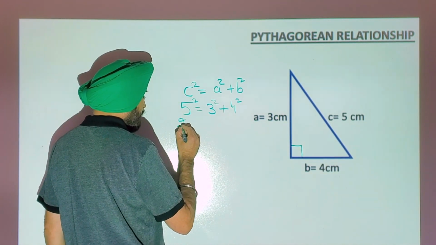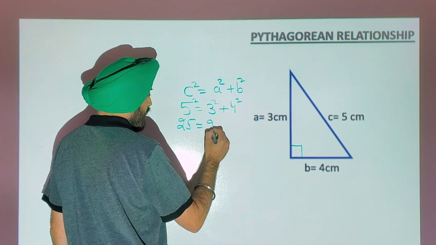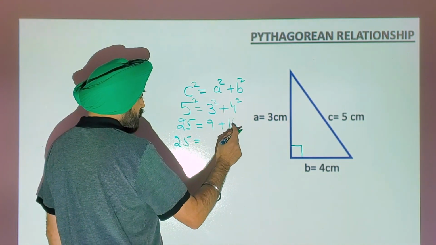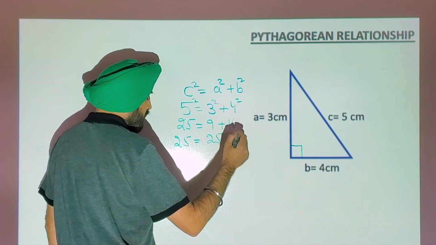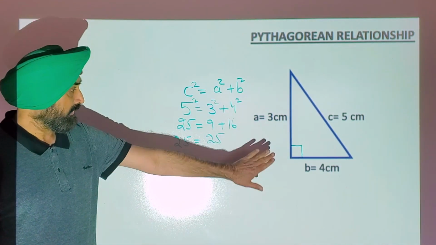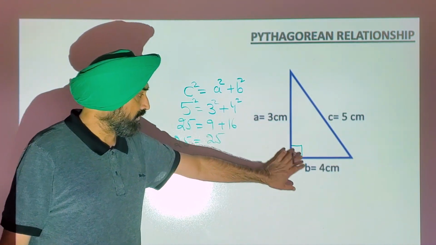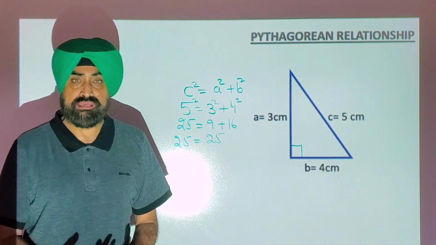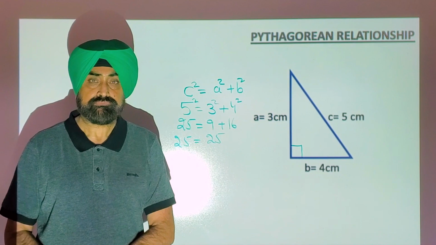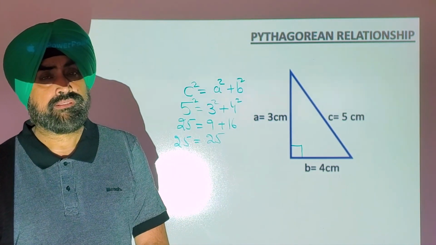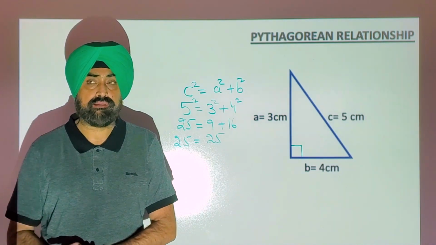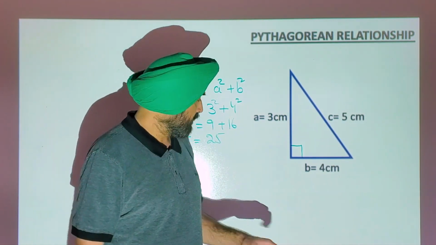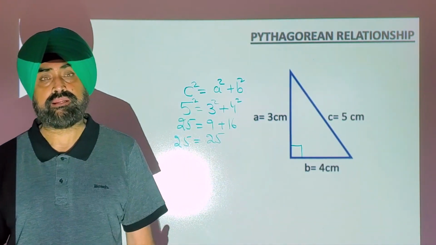Now square it and see whether both sides are equal or not. 5 square is 25. 3 square is 9. 4 square is 16. So the left hand side is 25. Add these two, 9 plus 16 is 25. Both sides are equal. See, if it is a right angle triangle, the square of the two smaller sides is equal to the square of the longest side, meaning the hypotenuse. If you want to prove whether a given triangle is a right angle triangle or not, what can we use? We use the Pythagoras relationship. In this case, both sides are equal, so this is a right angle triangle.